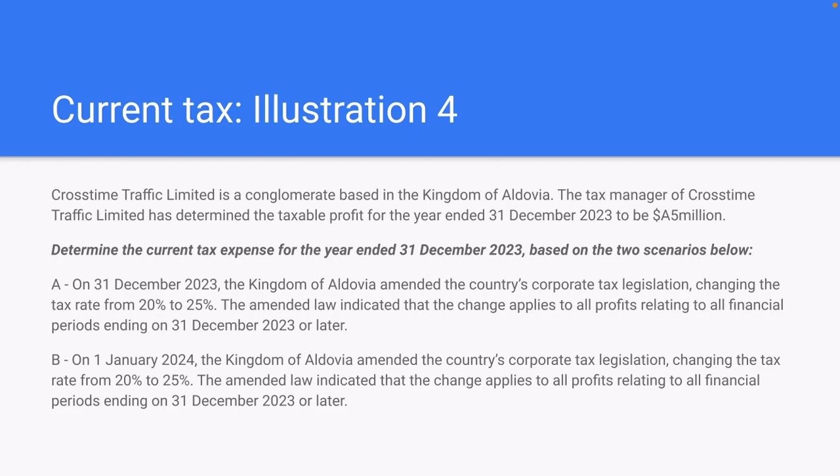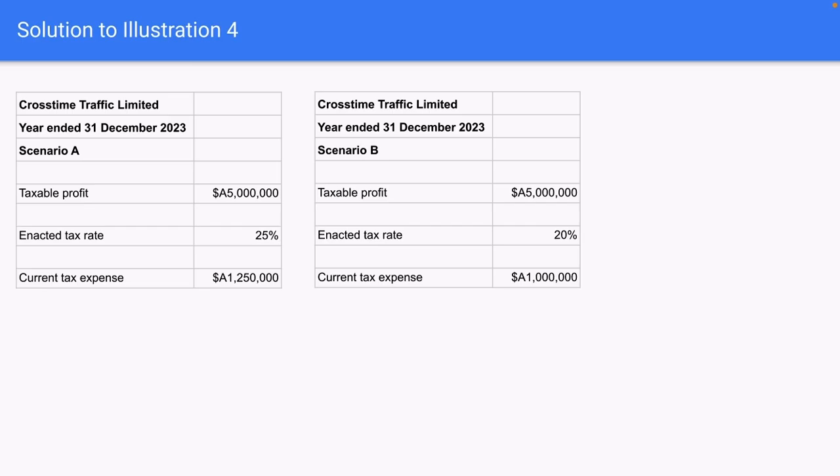when you're doing the current tax calculations for the purpose of your provisions, you focus on the rate that was effective as of the balance sheet date. That may be different from what you submit to tax authorities. You can always do a prior year adjustment in the next period, and that's what you see in the solution to the second scenario. $5 billion, 20% tax rate. Tax expense is 1 million Aldovian dollars.